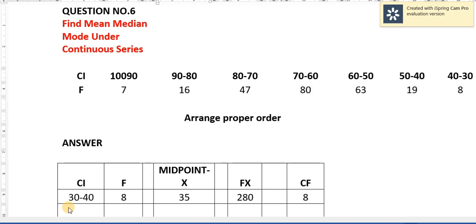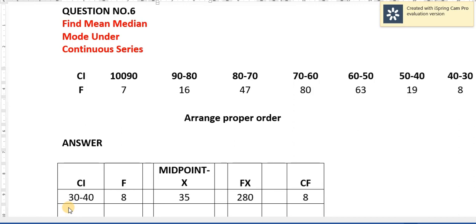Here L is the lower limit of the class interval. f0 is the preceding frequency of the modal class, f1 is the frequency of the modal class, and f2 is the succeeding frequency of the modal class. Let us move on to the problem.